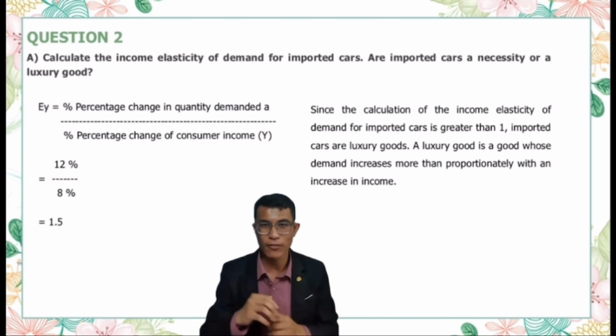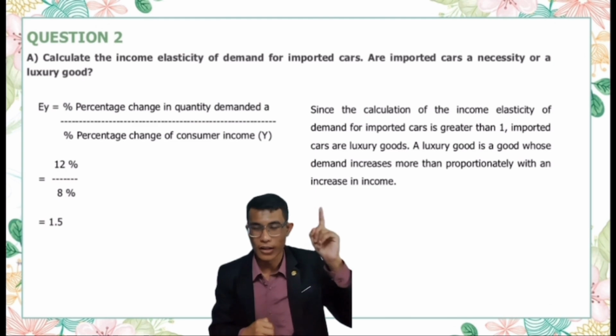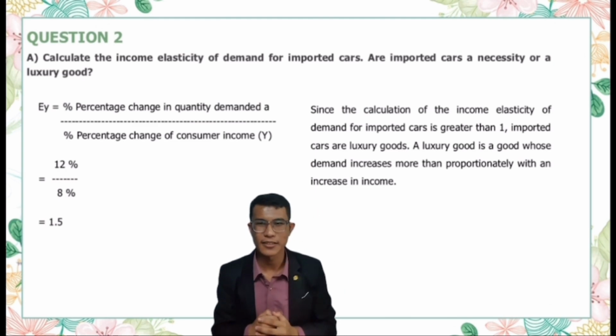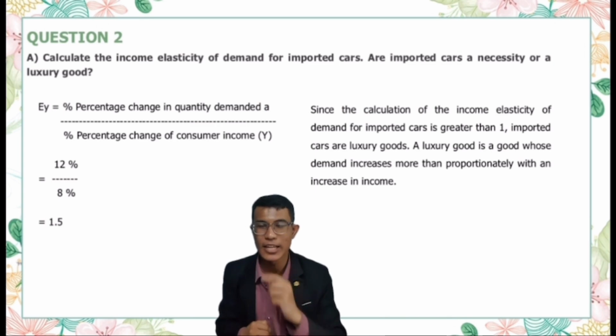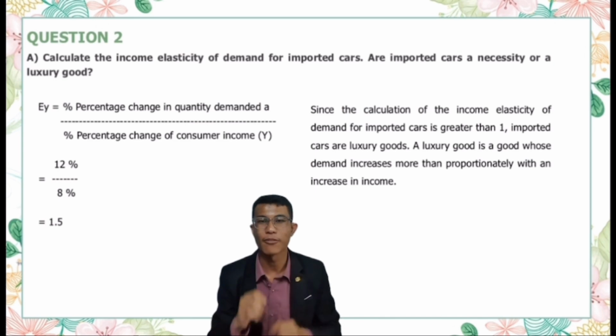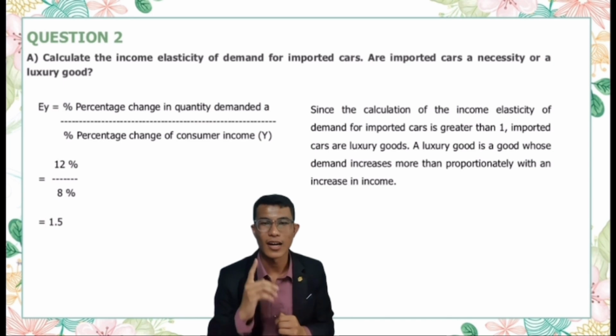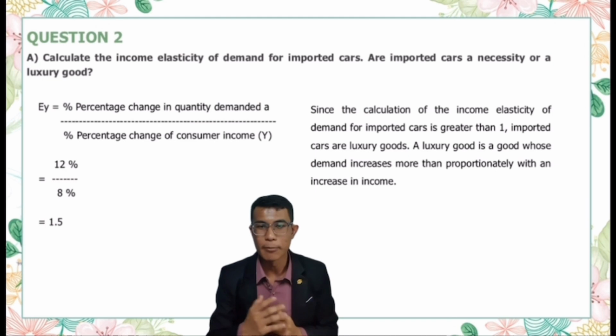But that's not the end of the question yet. Are imported cars a necessity or a luxury good? So how can we answer this? Since the calculation of the income elasticity of demand for imported cars is greater than 1. Why greater than 1? Since you already calculated the answer is 1.5, so it is greater than 1. So imported cars are a luxury good. A luxury good is a good whose demand increases more than proportionally with an increase in income.